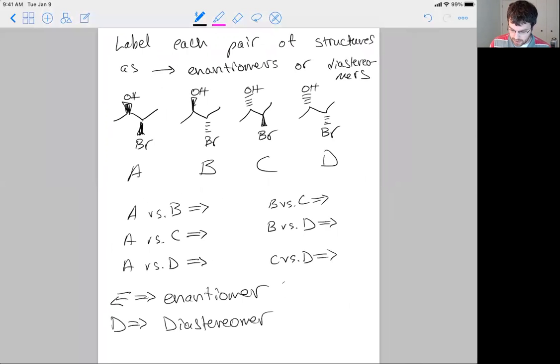So with enantiomers, we flip everything. I mentioned that in the last few lectures as we were talking about enantiomers. I said if we kept the orientation of the molecules the same, in this case we're going to have OH on the left side in every case and Br on the right side and down in every case.